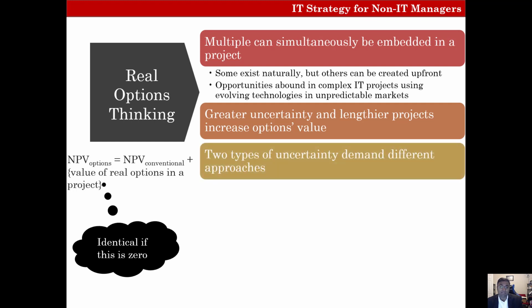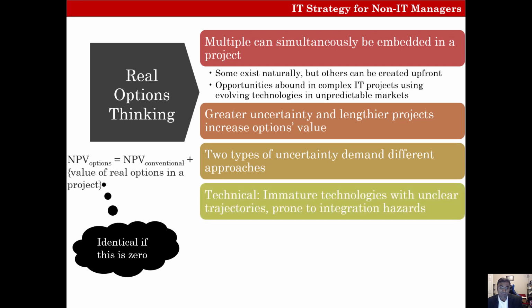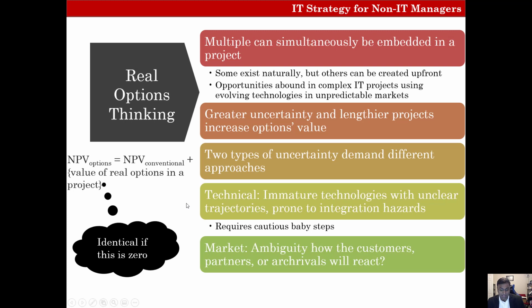And there are two types of uncertainty which demand different approaches. First is technical uncertainty, and this is when you have immature technologies with unclear trajectories prone to integration hazards. Now, this is a technical issue. Some of you have attended the certificate in emerging technologies, and some of this is addressed there in that program. Because these are new technologies, it requires cautious baby steps.